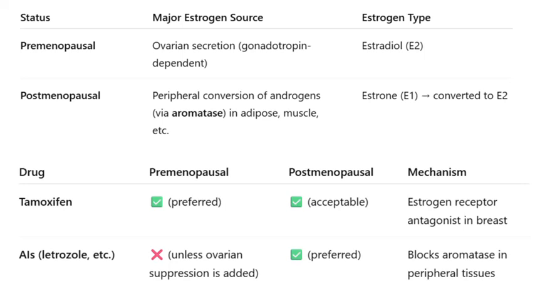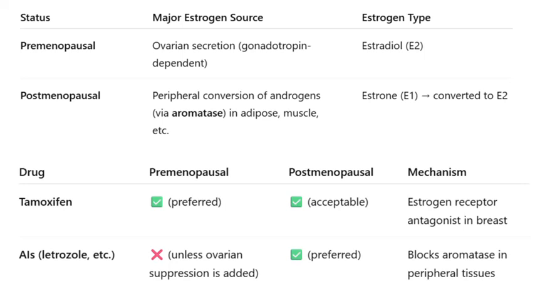In postmenopausal women, however, the ovaries stop producing significant amounts of estrogen. Instead, small amounts are produced by converting androgens into estrogen using an enzyme called aromatase. Aromatase inhibitors like anastrozole or letrozole block this enzyme, reducing the overall estrogen levels in the body. That's why aromatase inhibitors are more effective in postmenopausal women, where estrogen production is minimal and mostly depends on aromatase activity.